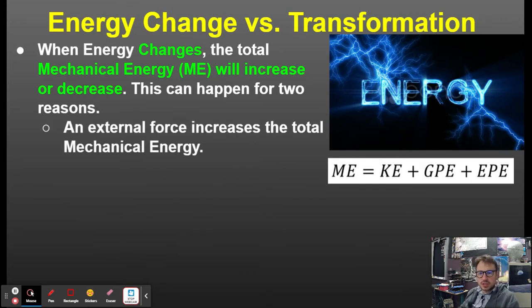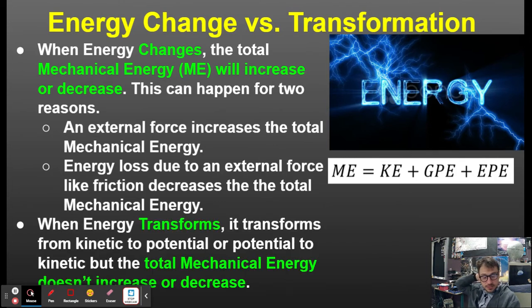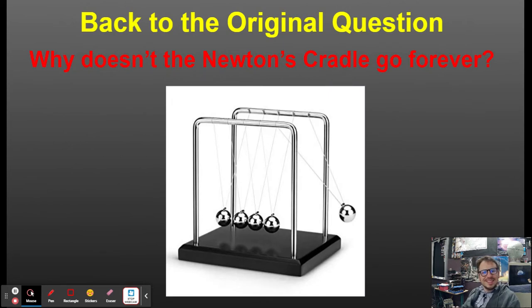Well, an external force increases the total mechanical energy, and energy loss due to an external force, like friction, decreases the total mechanical energy. Now, when energy transforms, it transforms from kinetic to potential or potential to kinetic, but the total mechanical energy does not increase or decrease.